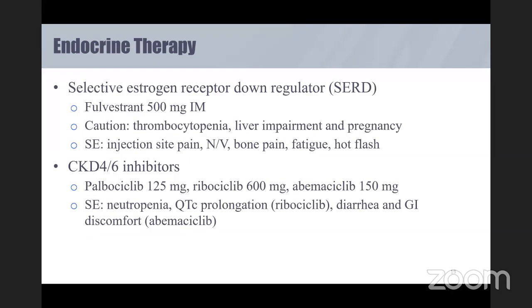After that we have selective estrogen receptor downregulators, such as fulvestrant, which is mostly used in the second line or metastatic setting. It can cause thrombocytopenia and liver impairment, and all these medications are contraindicated in pregnancy and are teratogenic. So patients who take them for 5 or 10 years have to be on oral contraceptives or be very cautious. The most common side effects are injection site pain, nausea, vomiting, bone pain, fatigue, and hot flashes.